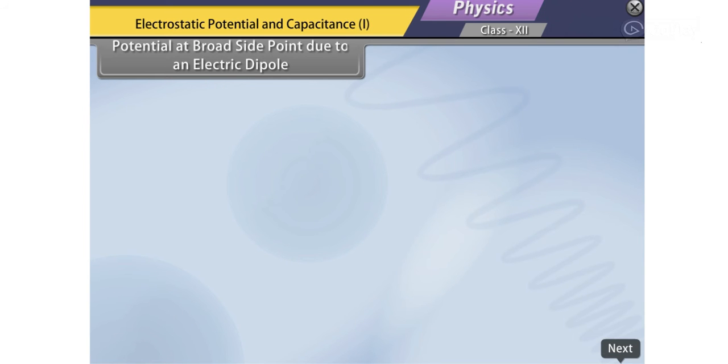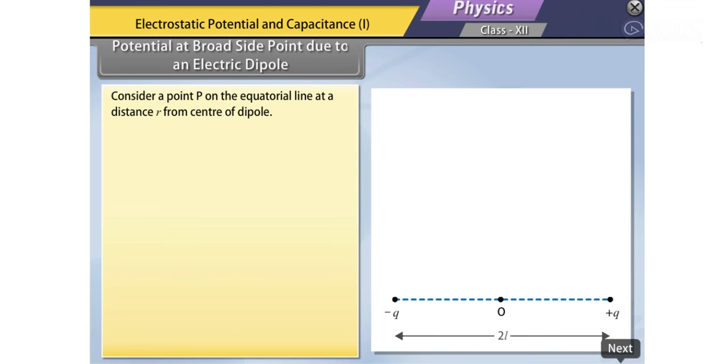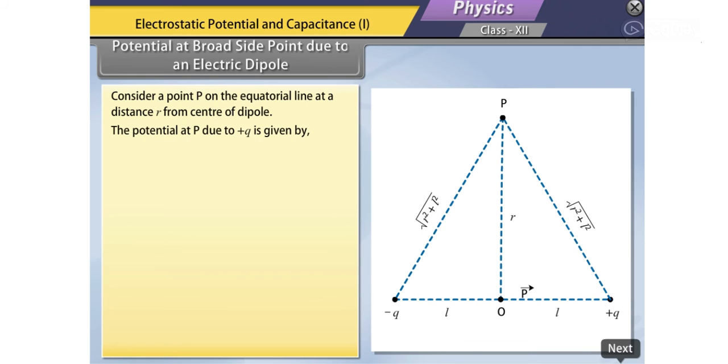Potential at broadside point due to an electric dipole. Consider a point P on the equatorial line at a distance r from the center of dipole. The potential at P due to plus Q is given by V positive equals 1 upon 4 pi epsilon naught multiplied by Q upon under root R square plus L square.